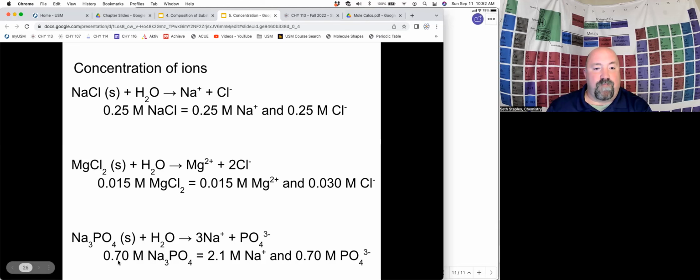Likewise, for our sodium phosphate, a 0.7 molar sodium phosphate solution, for every 1 mole of sodium phosphate, we have 3 moles of sodium ions. And so in a 0.7 molar sodium phosphate solution, I have a concentration of sodium ions of 2.1 molar and 0.7 molar phosphate in there.